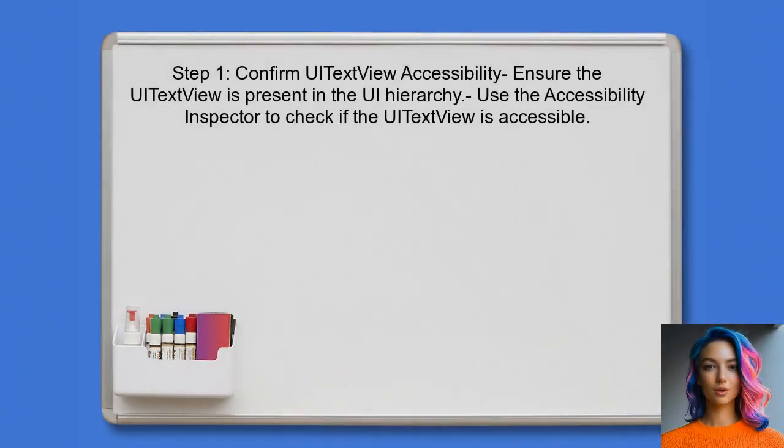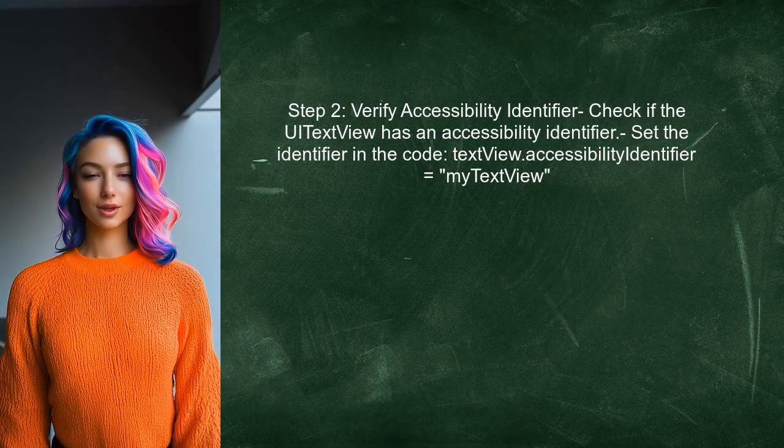To begin resolving the user's issue, we need to ensure that the XCTestCase is correctly identifying the UI text view. The user should first confirm that the UI text view is accessible in the app's UI hierarchy. Next, the user should verify that the UI text view has the correct accessibility identifier set. This will help in locating the UI text view within the XCTestCase.